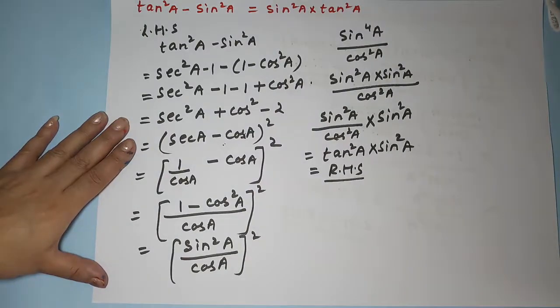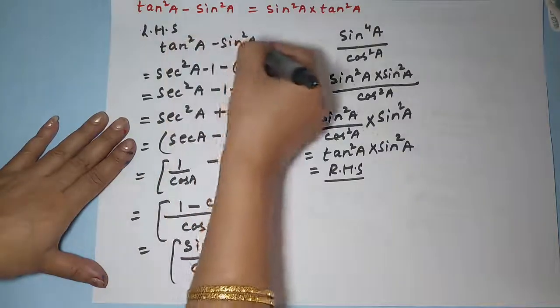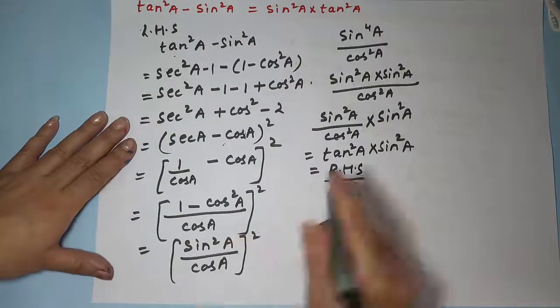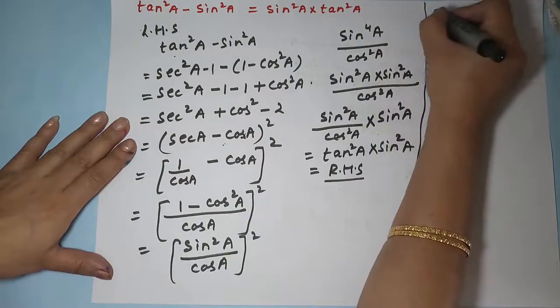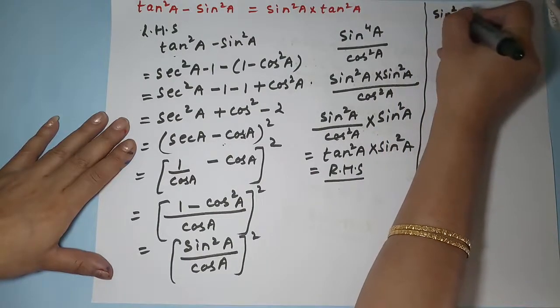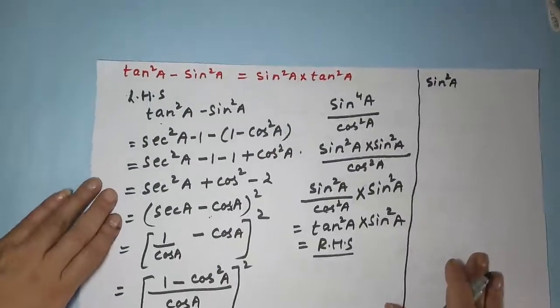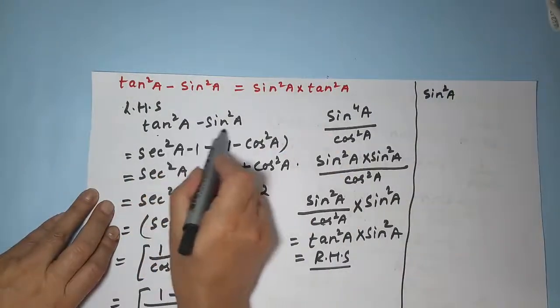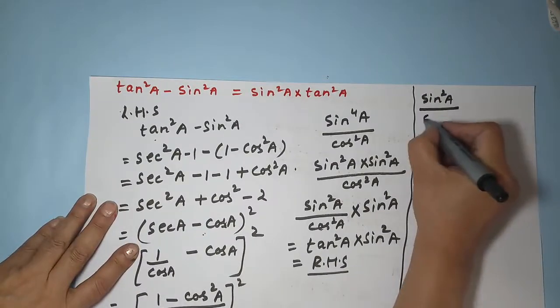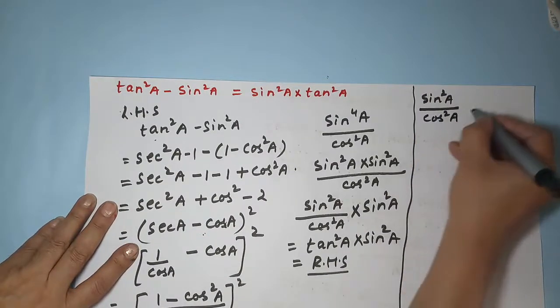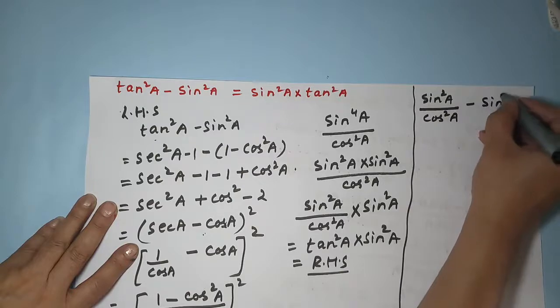Now, is there any other method of solving this? Yes, there can be. You can simply convert it into sine and cos. Let's try that method also. What you can do is, you convert this into sine and cos. This will become sine square A. Convert this into sine and cos. Sine square A by cos square A. Then minus sine square A.